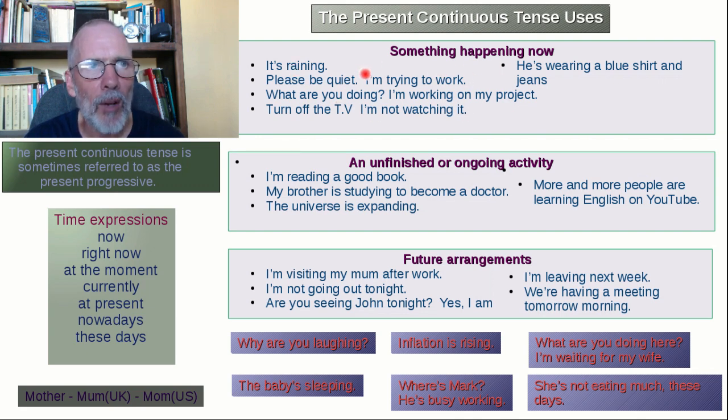And these time expressions would often be used with these here, something happening now. It's raining now, it's raining right now. Normally they come at the end. Please be quiet, I'm trying to work at the moment. These are common time expressions that you would see with the present continuous. If you ever took an exam like the TOEFL or something like that, often they will put in time expressions, and if you see one of these time expressions, you should really be using the present continuous tense.